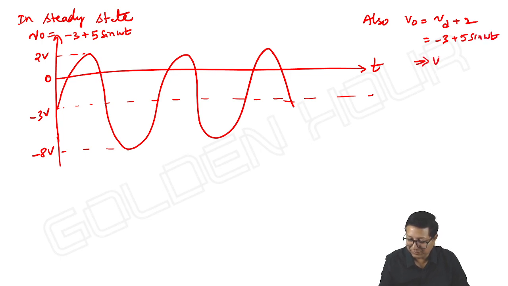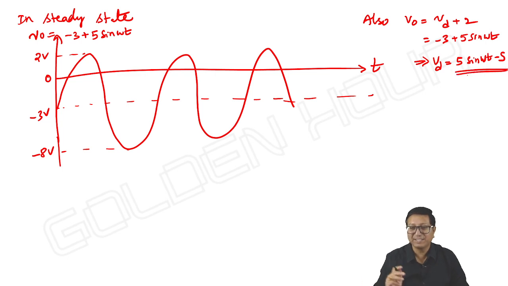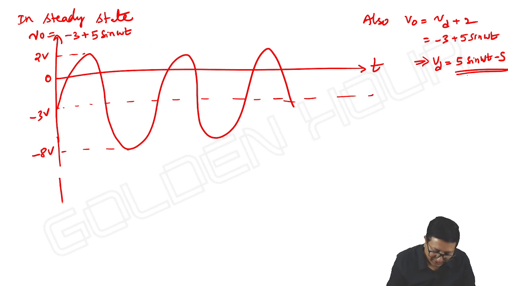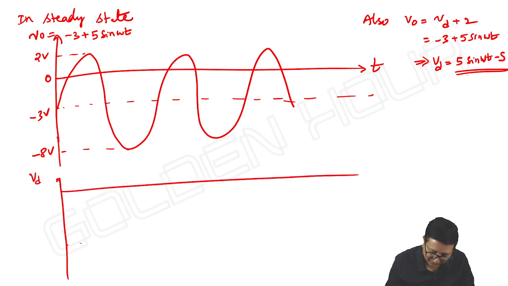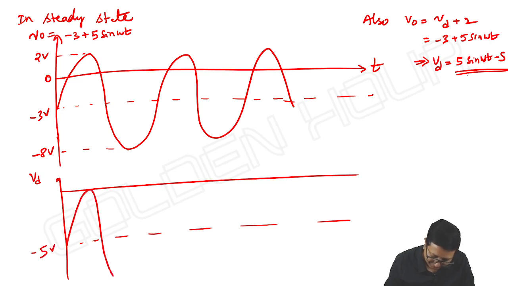Which means, what is your Vd, friends? 5 sine omega t minus 5. There is no change in the Vd equation. Earlier, Vd and V output are one and the same, which is equal to 5 sine omega t minus 5. Is it not so? The diode voltage Vd, if you take it, is always with respect to -5 volts only.